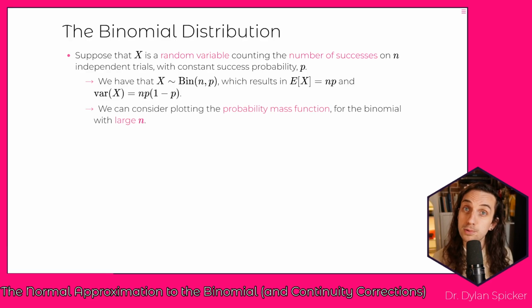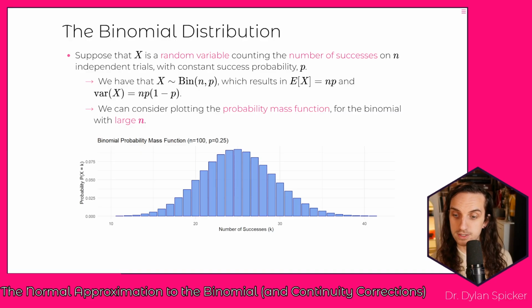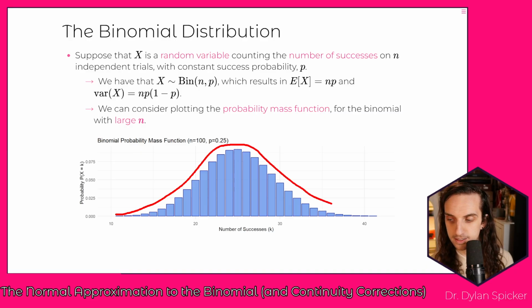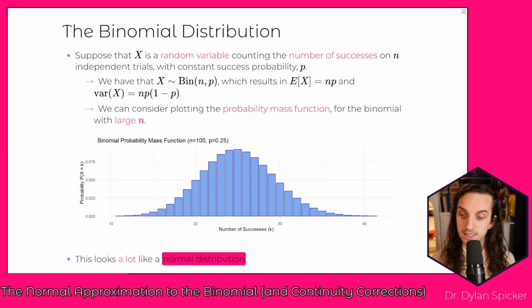Now, if we consider plotting out this probability mass function, and we take large n, so in this case we'll take n to be equal to 100, then looking at this curve, what we should notice is that if you were to smooth it out, so if you don't think about this as being the staircase, but instead think about this as the smooth curve, this looks a lot like a bell curve. There's quite the bell curve structure to this. Or in other words, this looks a lot like a normal distribution.